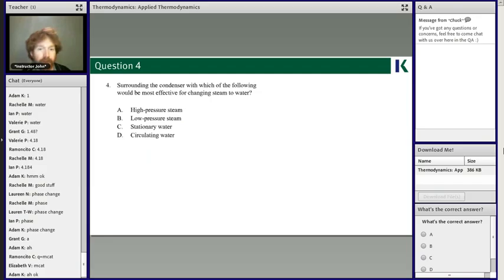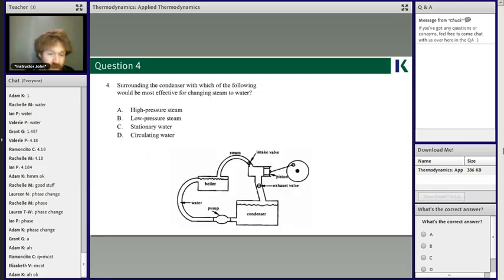Question number 4. Ooh, we did talk about this today too, and I'll bring up the image so you guys can see it. 100% correct so far. Nice work.